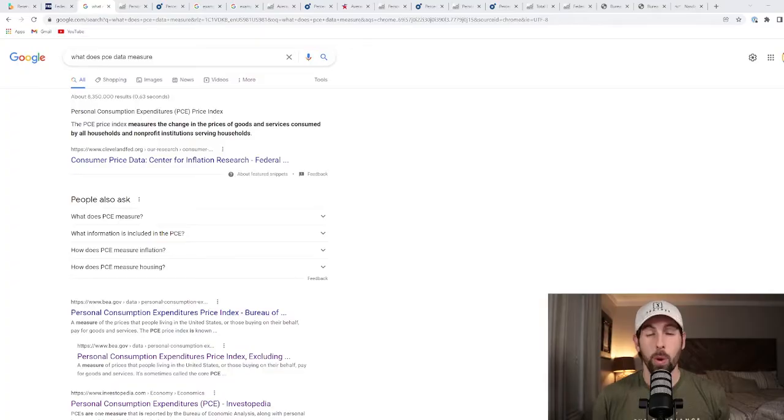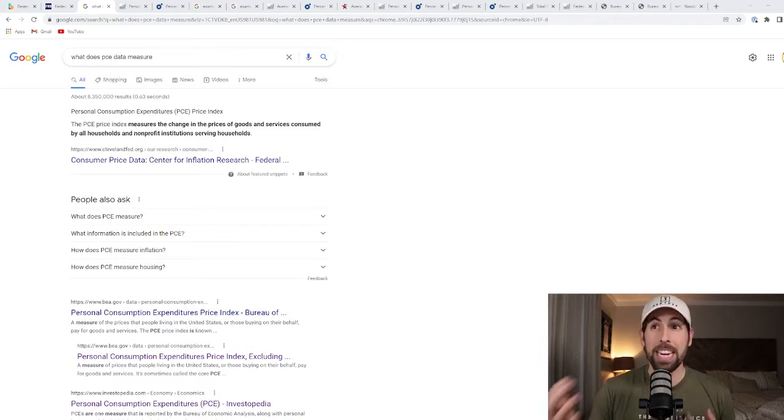So now that we've learned a little bit about the reserve requirements, let's go look at some more economic data and then try to tie all of this together. So here's the next thing I want us to look at. Personal consumption expenditures. This is a price index that measures the change in prices of goods and services consumed by all households and nonprofit institutions serving households.